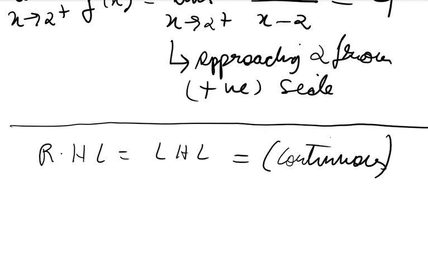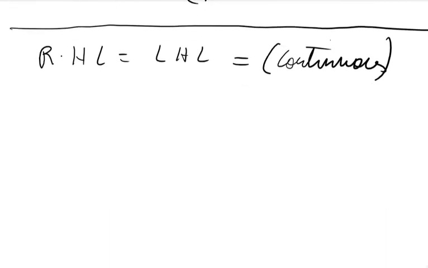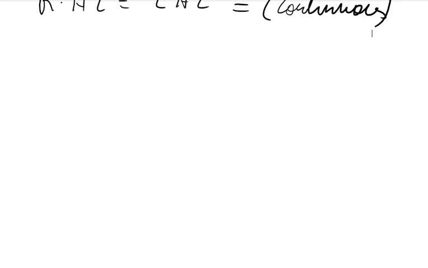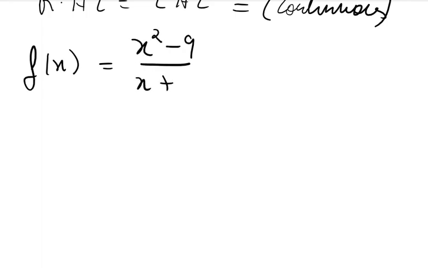Let's give you another example. You can try this at home if you want. f of x is equal to (x square minus 9) by (x plus 3). If I take this function, let's make it x minus 3, you can take it x plus 3, doesn't matter. Check the continuity, or check the limit at x equal to 3. Find the right hand limit and the left hand limit at x equal to 3.